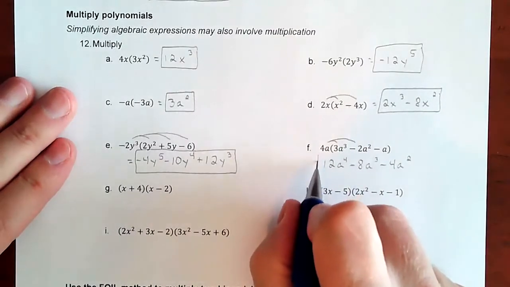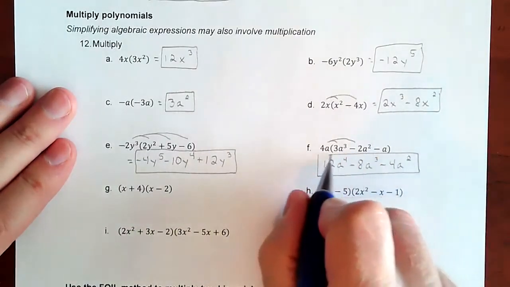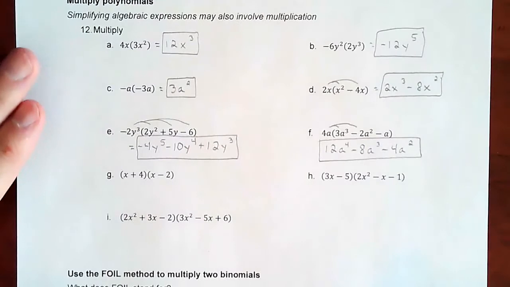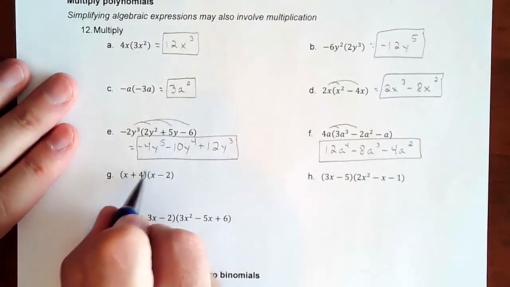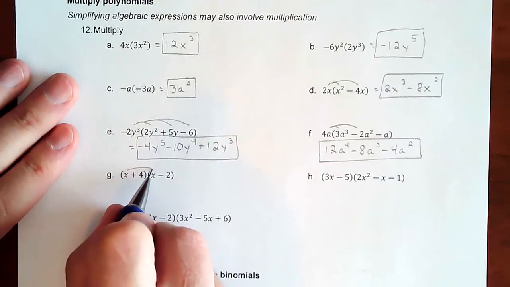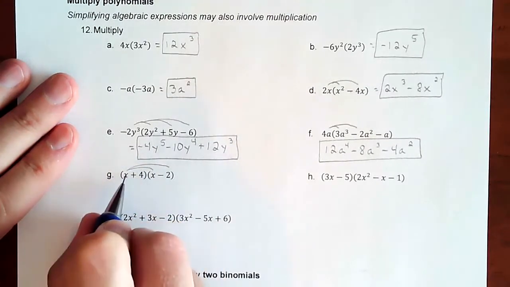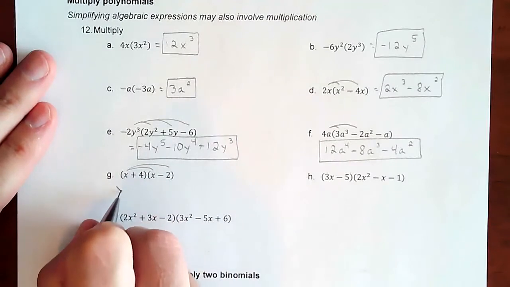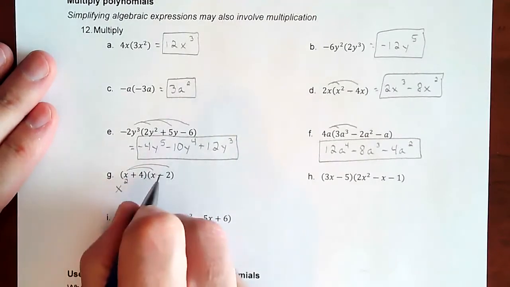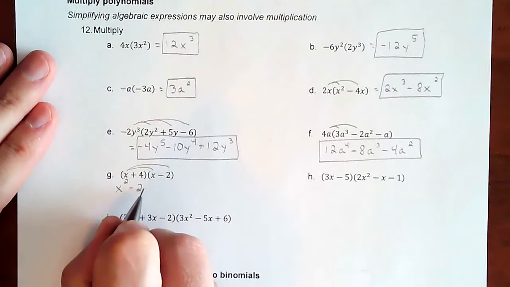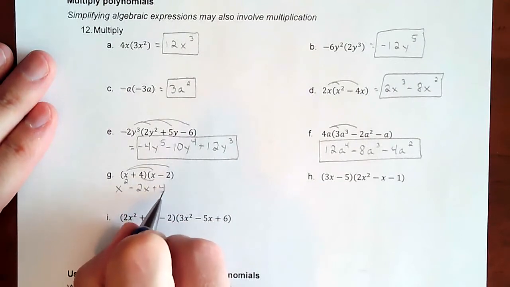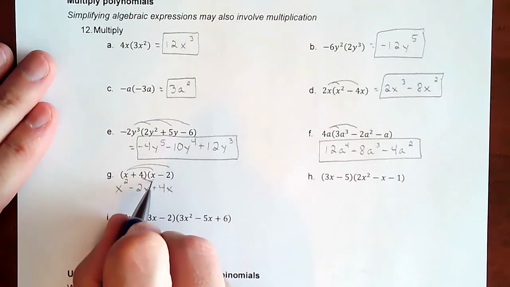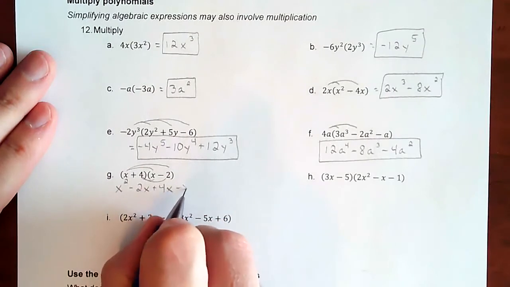All right, and then here on the next type of problems, you just have more distribution going on. So we have x times x. So this x is going to distribute to both of these two. So x times x is x squared. X times negative 2 is negative 2x. And then you'll have a 4 that's going to distribute to both. So 4 times x is 4x. And then 4 times negative 2 is negative 8.